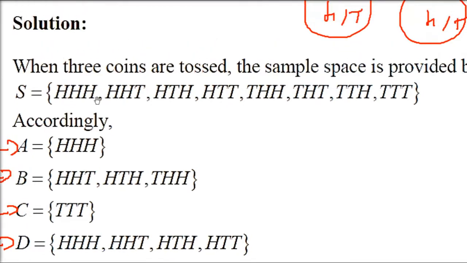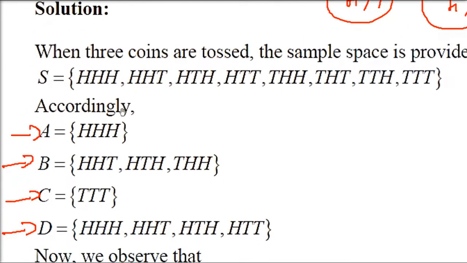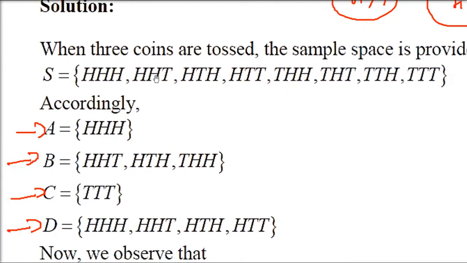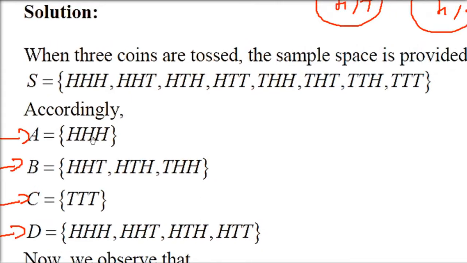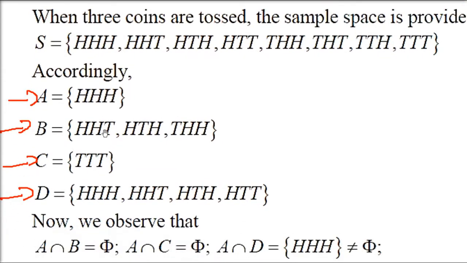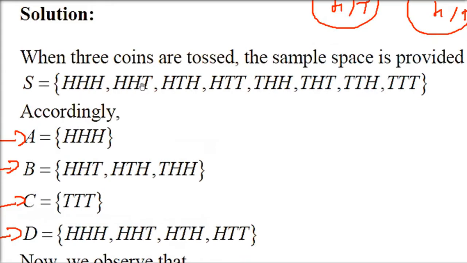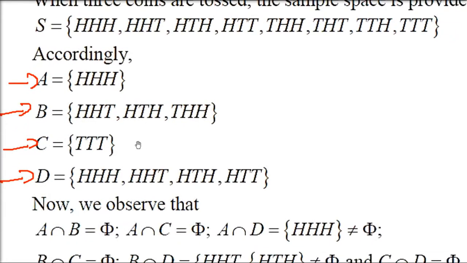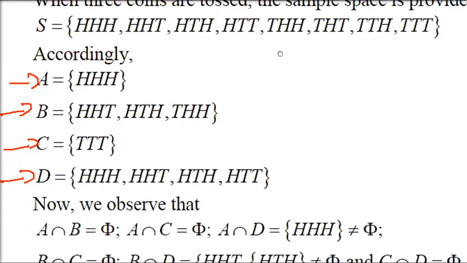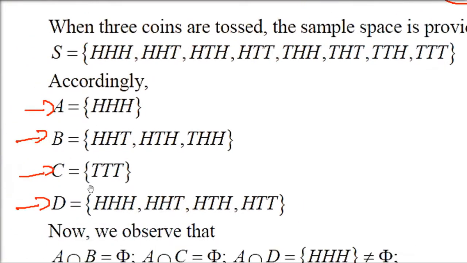Now the first one is getting 3 heads. HHH is A, getting 3 heads. This is only 1. Then B is getting 2 heads and 1 tail. So HHT is 2 heads, HTH is 2 heads, THH is 2 heads. So that is B. C is getting 3 tails, so TTT.